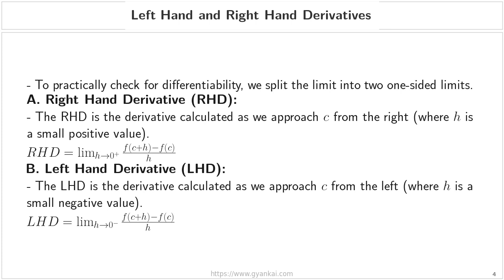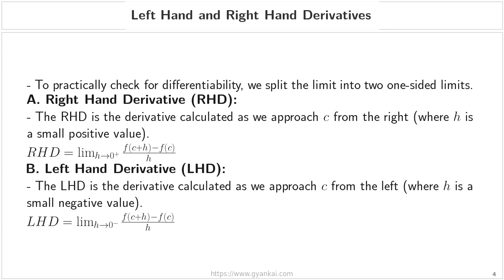Next, we have the left-hand derivative, or the LHD. This is the derivative calculated as we approach the point C from the left side. In this case, h is a small negative value. The formula for the left-hand derivative is written as the limit as h approaches 0 from the negative side of the fraction, f of c plus h minus f of c, all divided by h.